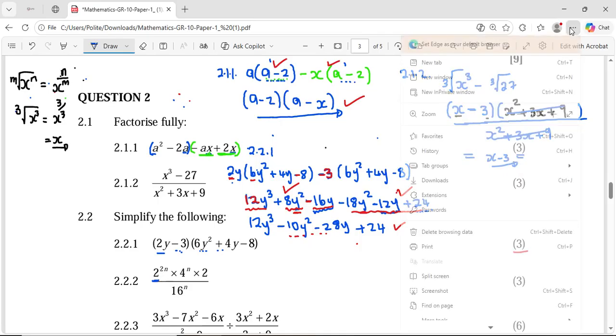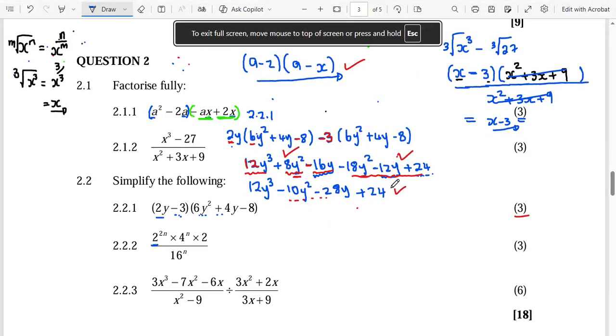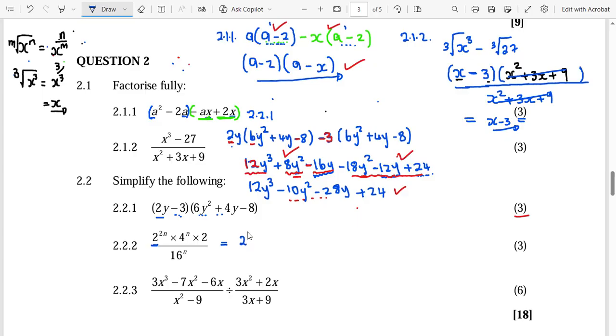So I'll go on that question and change those numbers. So I'm going to write this as 2 to the power 2n multiplied by the 4. I'm going to substitute that by 2 to the power 2, close the bracket, to the power n. This is multiplied by 2. Everything is divided by 16, which is 2 to the power 4, and this is multiplied by n. So now let's multiply the exponents.